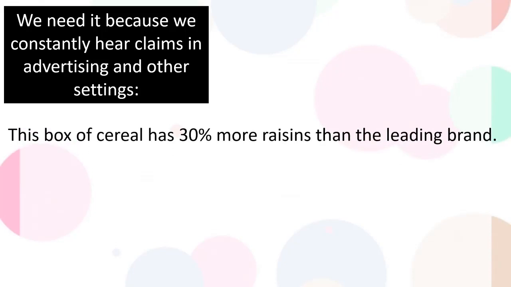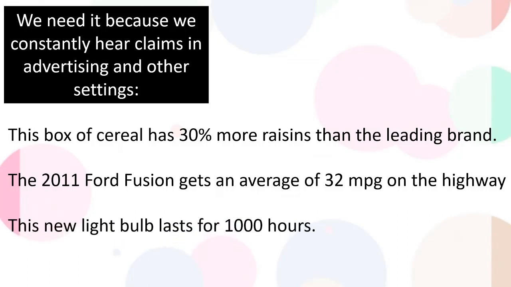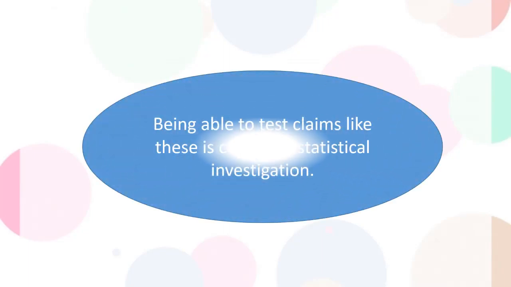in it. This box of cereal has 30% more raisins than the leading brand. That's a statistical statement. The 2011 Ford Fusion gets an average of 32 miles per gallon on the highway. That's a statistical statement. This new light bulb lasts for 1,000 hours. That's a statistical statement. So when a manufacturer or an advertiser makes a claim like this, are we supposed to automatically believe it? Or is there some way that we can try to verify their claim? So being able to test claims like this is central to statistical investigation.